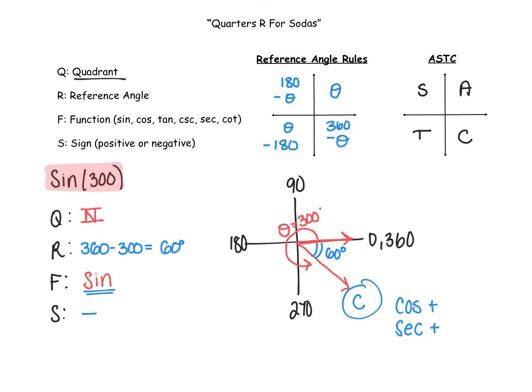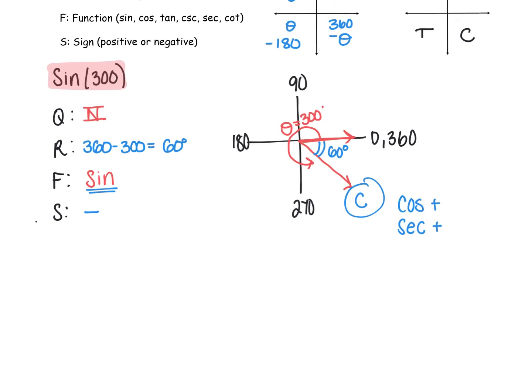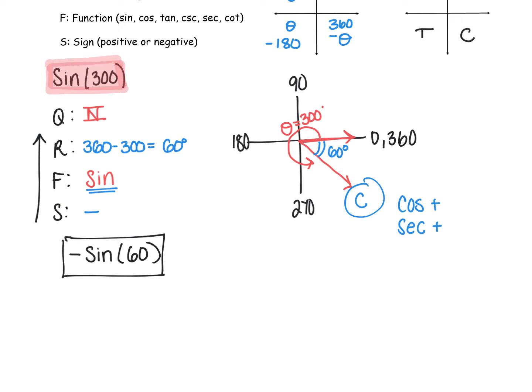So all we're going to do now is read this from the bottom up. We start with the negative, then the sine, and then the 60. So my final answer is simply negative sine of 60. So what we did was we rewrote this original sine of 300 as a function of a positive acute angle. It's a function because there's still sine. And now look at this 60. Isn't this 60 degrees acute? Isn't that angle between 0 and 90?